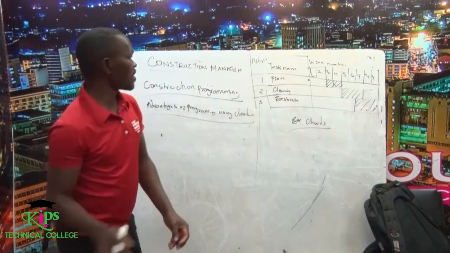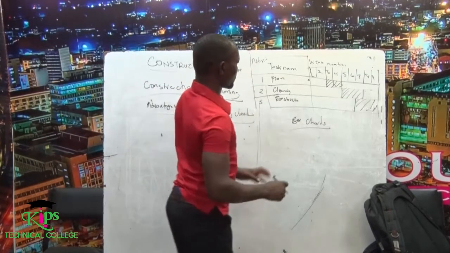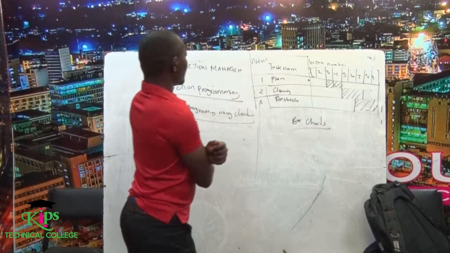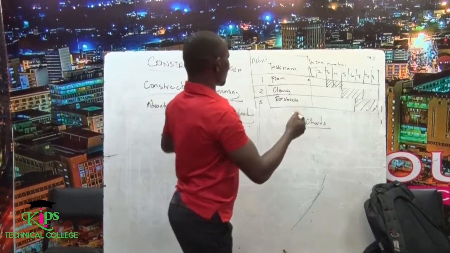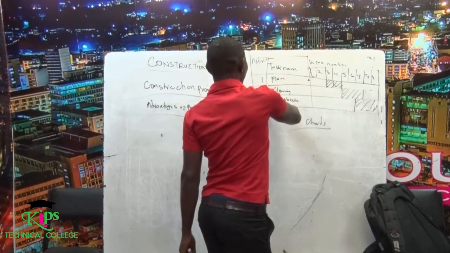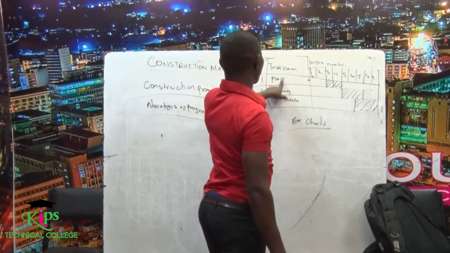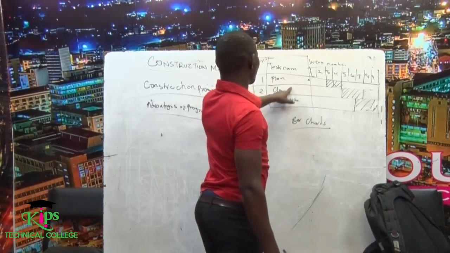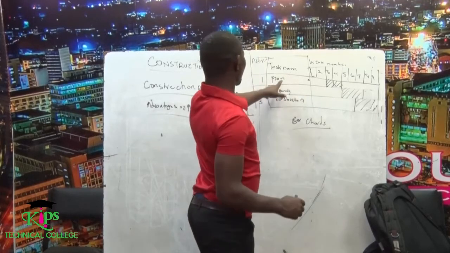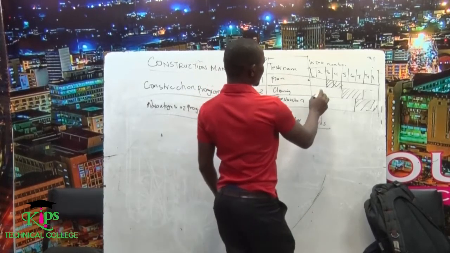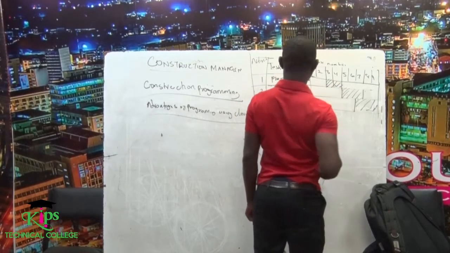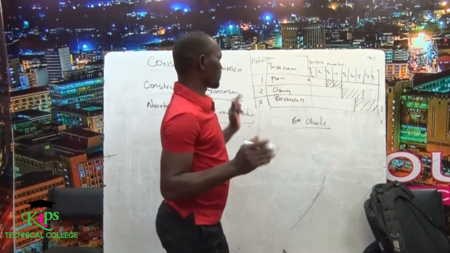So when we talk about bar charts, this is how the bar charts look. It means when you're the project manager, this is how you should arrange your bar charts. For example, you have to give out the activity. First of all, the first activity is the planning, the second activity is the clearing, then the third activity is the construction. For planning, it will be on week 3 and week 4. So that is the time for planning.